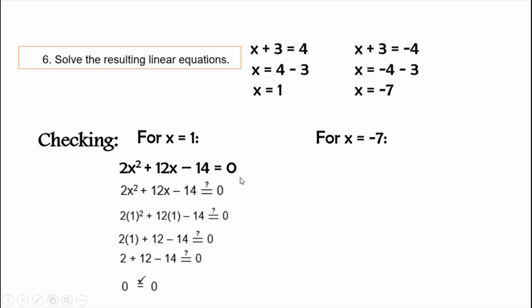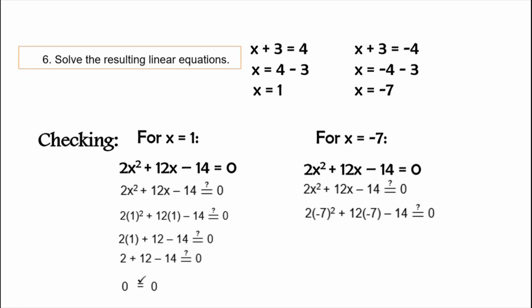Next, for x equals negative 7, substitute to the original equation. Ayan. Mag-simplify ka. Negative 7 times negative 7 is 49. 12 times negative 7 is negative 84 minus 14. Okay, simplify. 2 times 49 is 98 minus 84 minus 14 is equal to 0. Next, 98 minus 84 is 14. And then minus 14 is equal to 0. Therefore, negative 7 is a root of this equation.